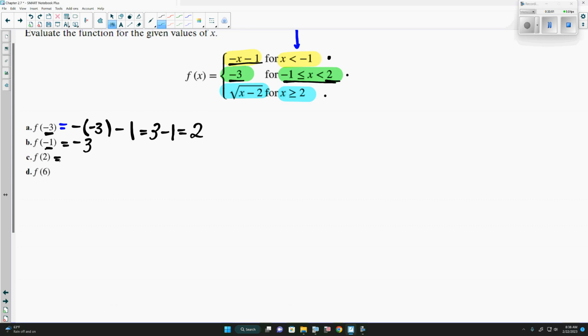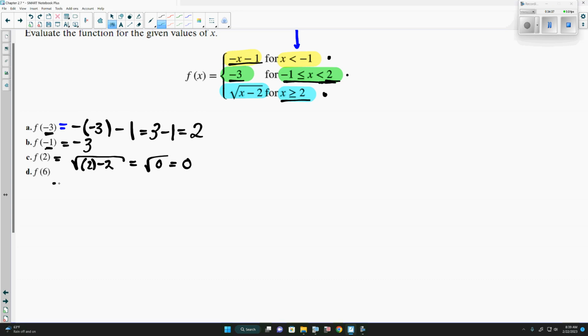Now, we know that the first one's not true. The middle one does have x is less than 2, but it's not equal to it, so we're not going to use that one. We'll use the bottom one because it's greater than or equal to 2. Now, unlike the last problem where it just had a number, we do have an x value here. And we'll replace that x value with 2. So we get the square root of 2 minus 2. Well, 2 minus 2 is 0, and the square root of 0 is 0. So for this piecewise function, when we find f of 2, its value is 0. Any question on A through C?